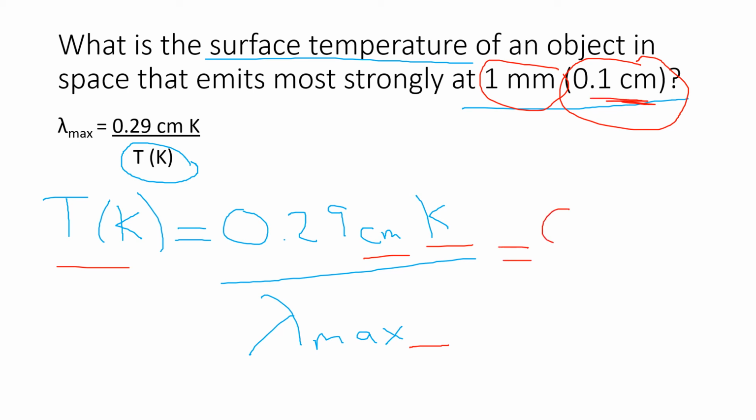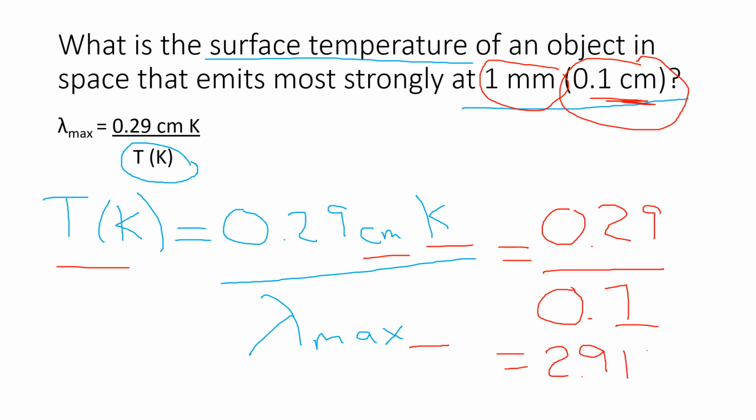So I'm going to take the 0.29. I'm going to divide it by 0.1. Again, the centimeters cancel, leaving me with Kelvin. And if you grab your calculator, you end up with 0.29 Kelvin. That's only 3 degrees above absolute zero, which is incredibly cold.